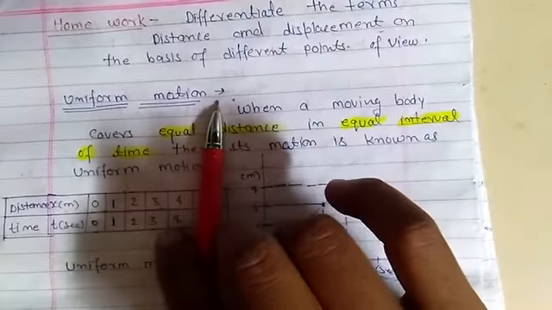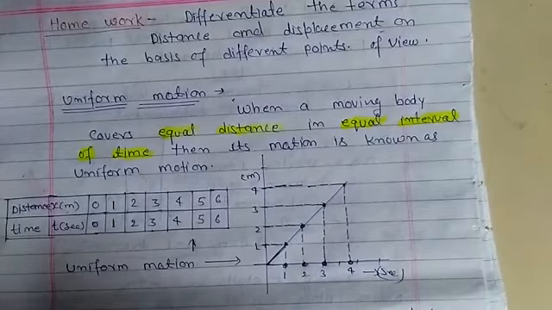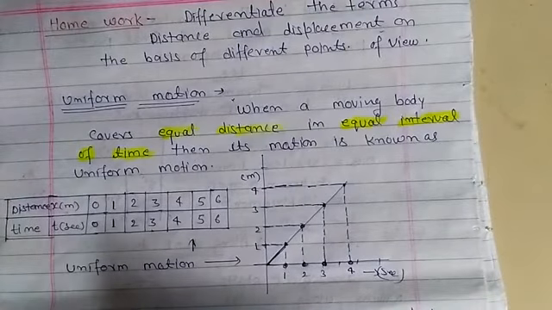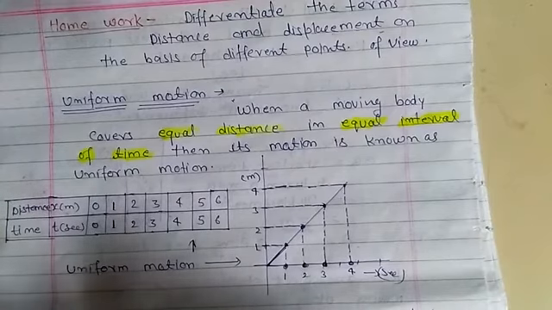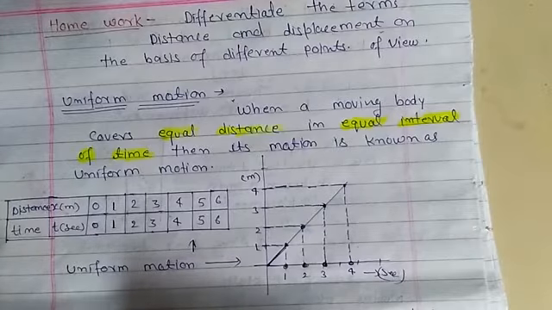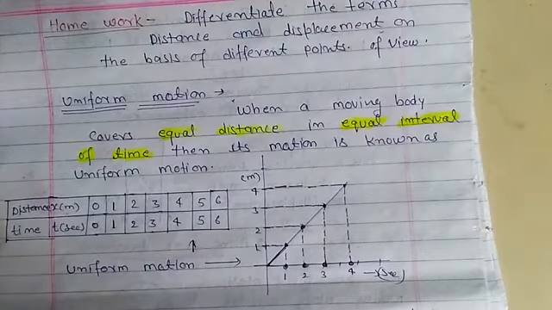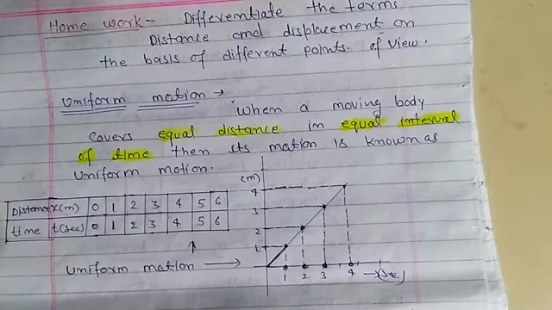The next topic is uniform motion. When a moving body covers equal distance in equal intervals of time, then its motion is known as uniform motion. It means if you are driving a bike or cycle and you travel the first 1 kilometer in 1 hour, and the next 1 kilometer in 1 hour, and the next 1 kilometer in 1 hour, it means per hour the distance traveled by you is 1 kilometer. Then your motion is uniform motion.